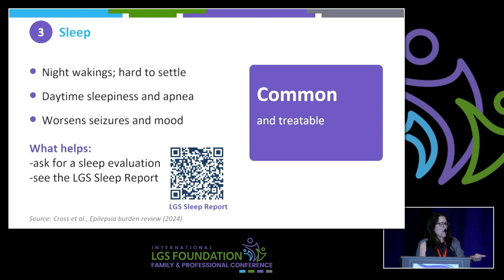Sleep, nighttime wakenings, daytime sleepiness, where you have Dr. Gupta up here. She's going to come and talk more about sleep, which is very exciting.